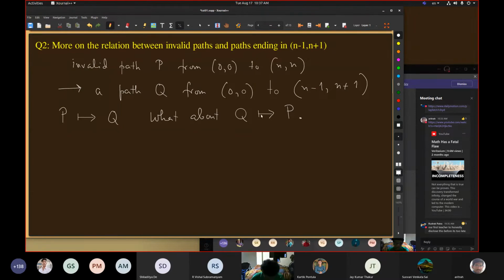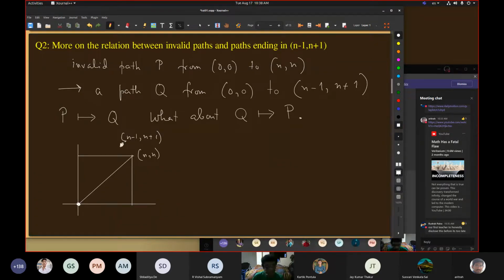Let us start with a path Q from (0, 0) to (n minus 1, n plus 1). Let me draw the grid first. This is the grid, and this is (n, n). This is the main diagonal. My point (n minus 1, n plus 1) is somewhere here, and I am given a path Q from the start to this point.